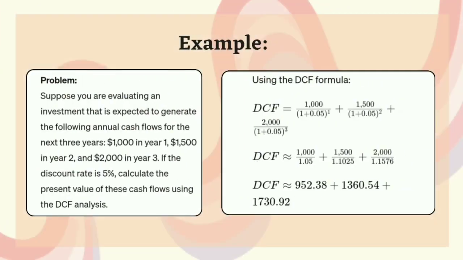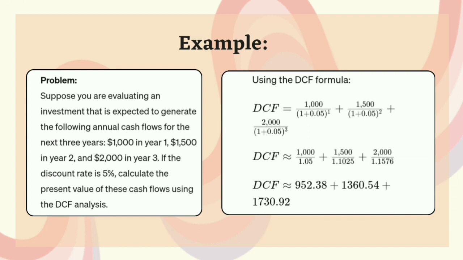So for example, our problem number 1. Suppose you are evaluating an investment that is expected to generate the following annual cash flows for the next 3 years. So $1,000 in year 1, $1,500 in year 2, and $2,000 in year 3. So if the discount rate is 5%, calculate the present value of these cash flows using the DCF analysis.